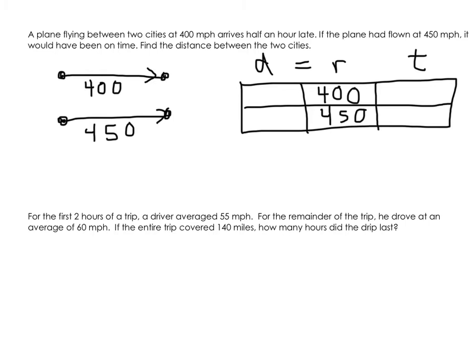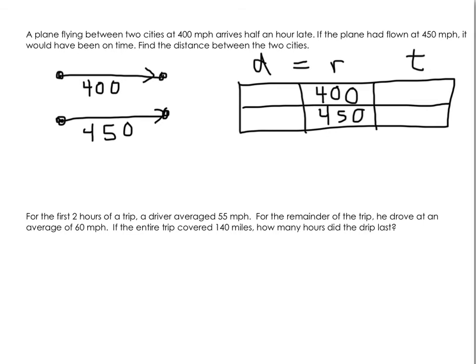So, let's think about this time business. If he had gone at 450, he would have been on time. So let's just call that T. On time. That's how much time it would take him. But since he went at 400 miles per hour, he was a half an hour late. So he took more time. Let's say T plus 1/2.